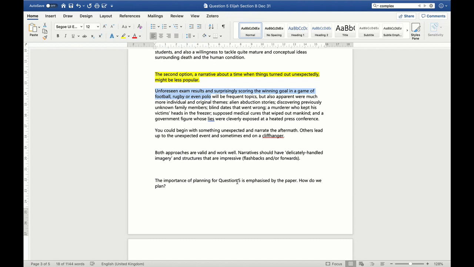And it kind of resonates and lingers in their imagination, perhaps, if you do it well enough. So cliffhangers are great, and as I say, both approaches are valid and work very well. So we want to have delicately handled imagery, and I'll explain a little bit more about what that is. So not overdoing the imagery, well-chosen adjectives and adverbs, and structures that are impressive.